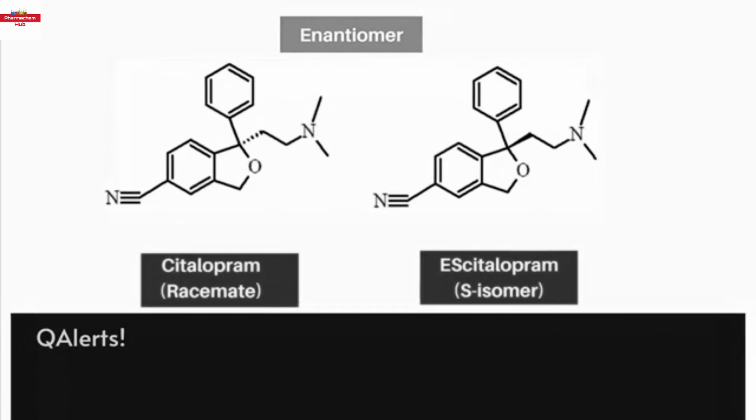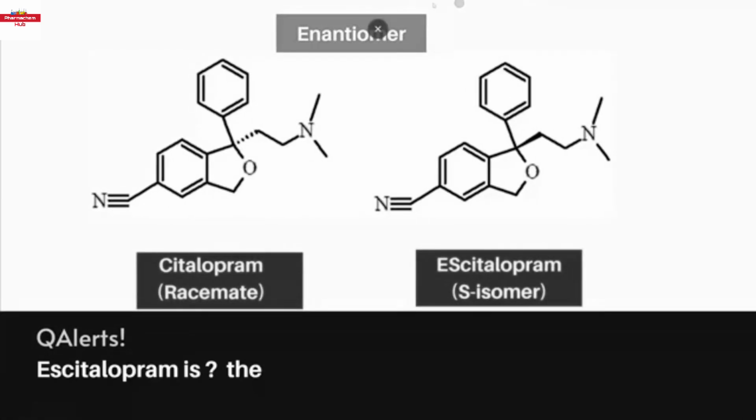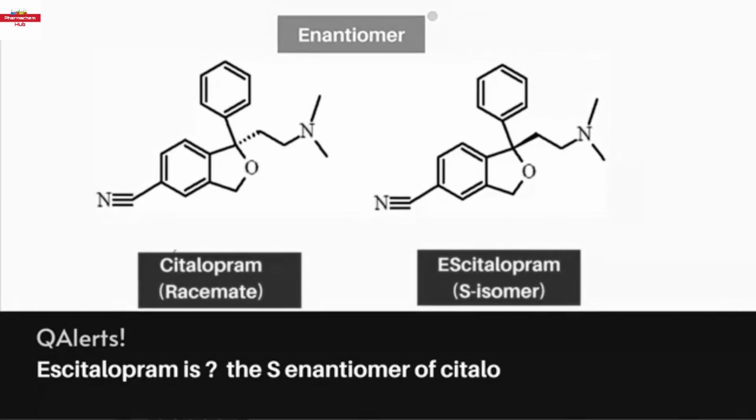First one is citalopram and escitalopram. That's interesting, right? Citalopram is an antidepressant, an SSRI, and escitalopram is also an SSRI. Both of them are first line choices for major depression. What differentiates them is just this one site here, this carbon, also called a chiral carbon. I'm sure you have heard about chiral carbon. This carbon makes the racemic mixture.